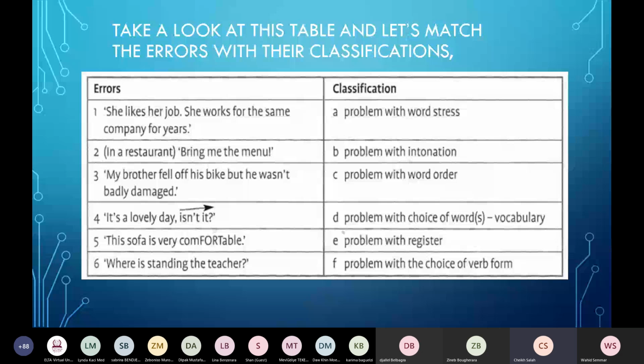Can I have some answers for "she likes her job, she works for the same company for years"? Maybe Sarah wants to share her answer. Go ahead, Sarah. Okay, I think the first error goes with the problem with the choice of verb form. She likes her job. She has been working for the same company for years. So it is the present perfect continuous.